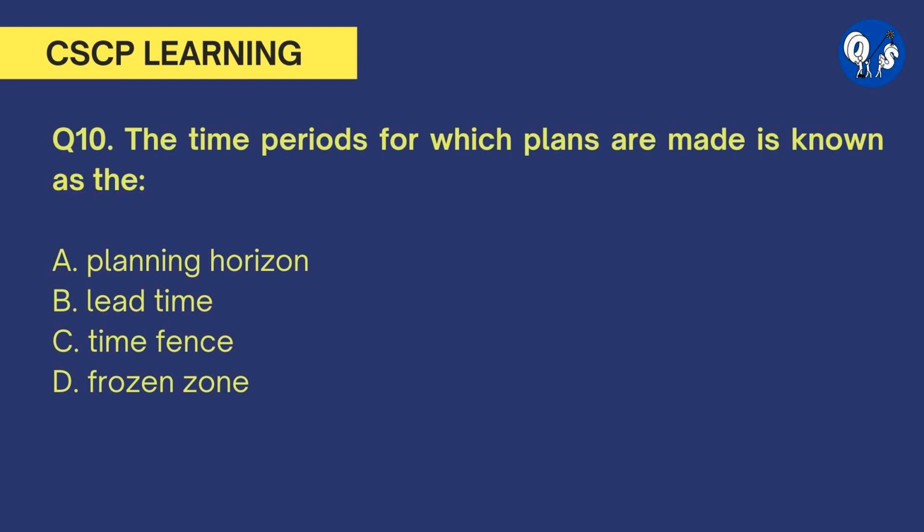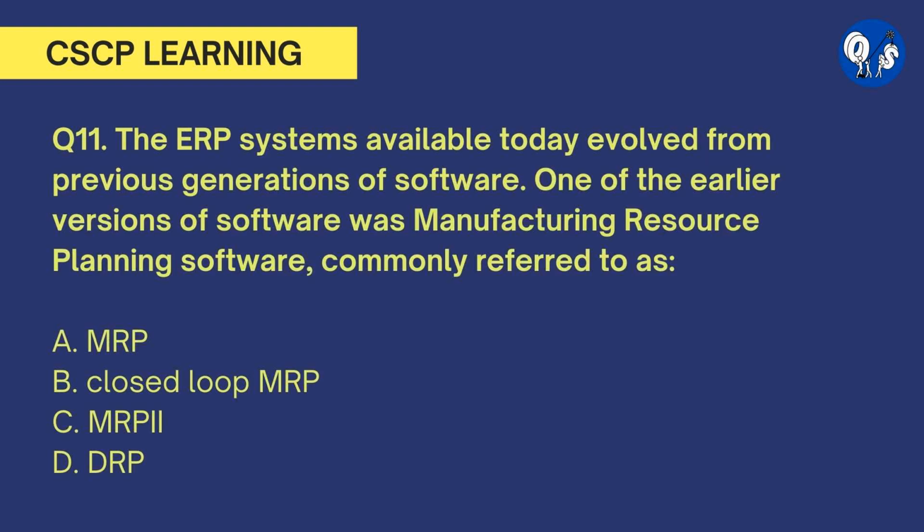Question number 10. The time periods for which plans are made is known as the A. Planning horizon, B. Lead time, C. Time fence, D. Frozen zone. The correct answer is A. The planning horizon is the time period for which plans are made. They vary depending on the company and its needs.